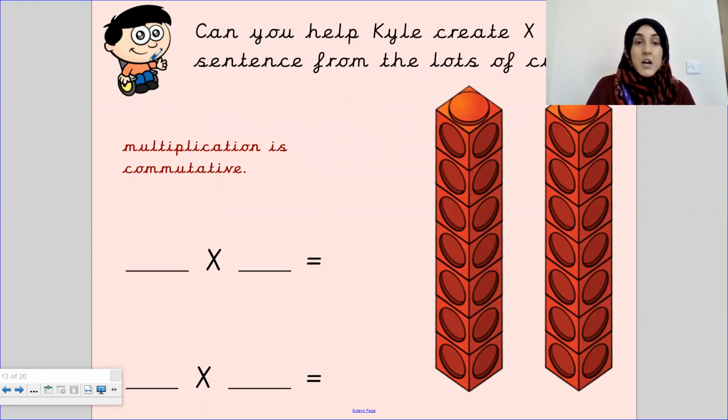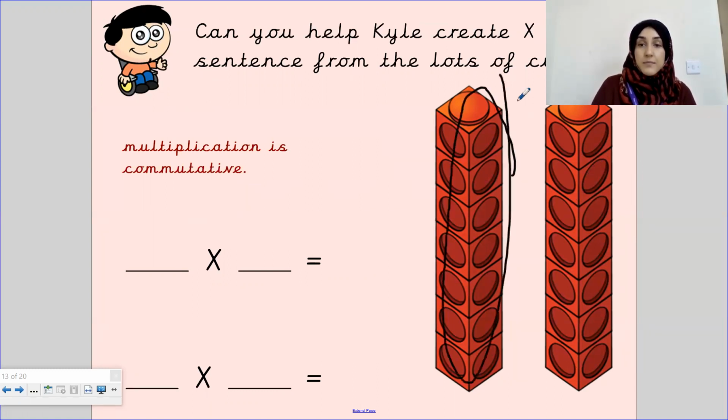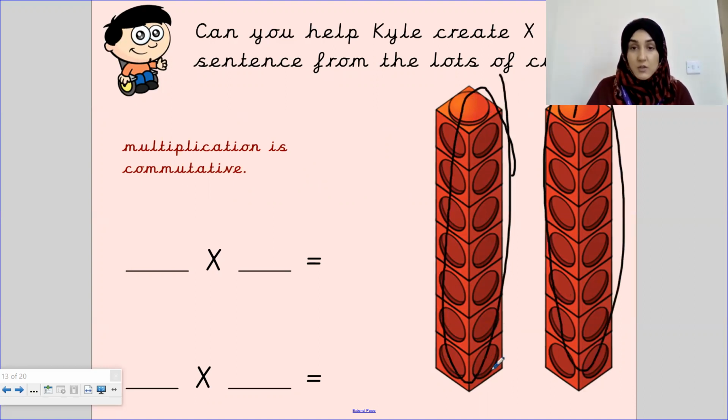Okay, we have another one here. It says, this is lovely Kyle, and he's asking for help to write 2 multiplication sentences using these towers of cubes. First, let's count. How many lots are there? There's 1 here, and there's 2. Now, how many cubes are in each lot? Can you help me count? We've got 1, 2, 3, 4, 5, 6, 7. Fantastic. So we had 2 lots multiplied by 7 equals, right.